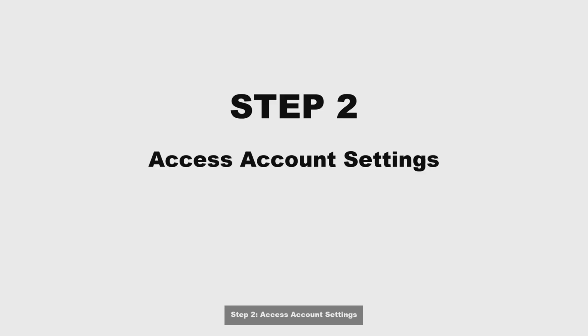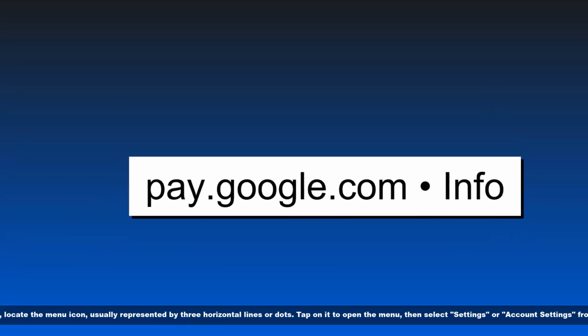Step 2. Access account settings. In the app, locate the menu icon, usually represented by 3 horizontal lines or dots. Tap on it to open the menu, then select Settings or Account Settings from the list.